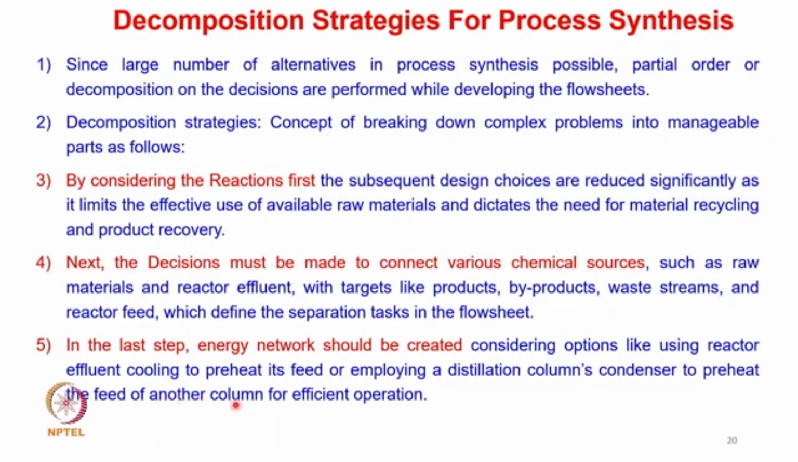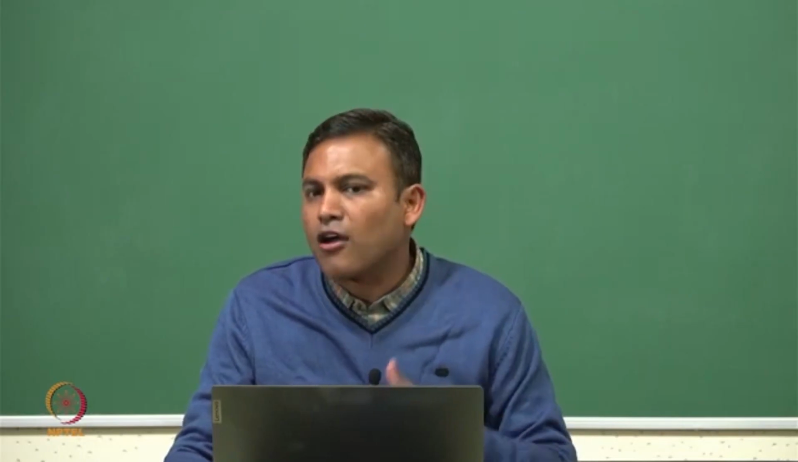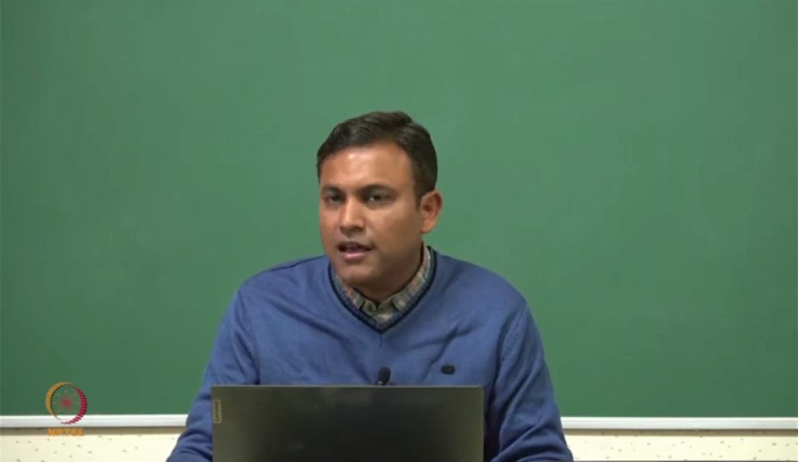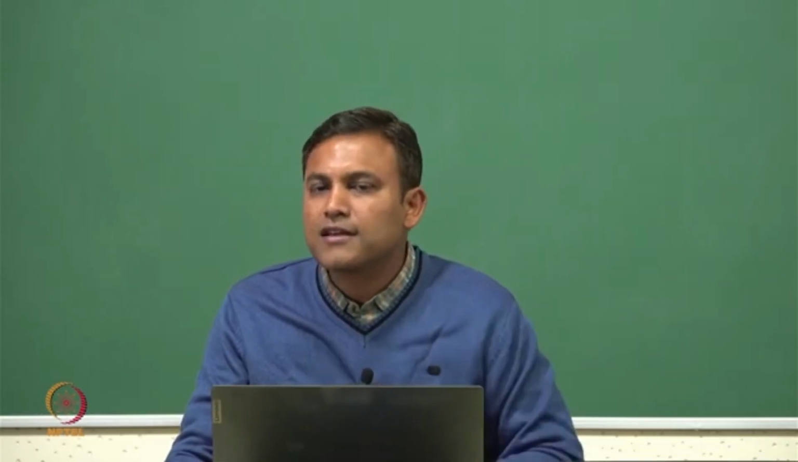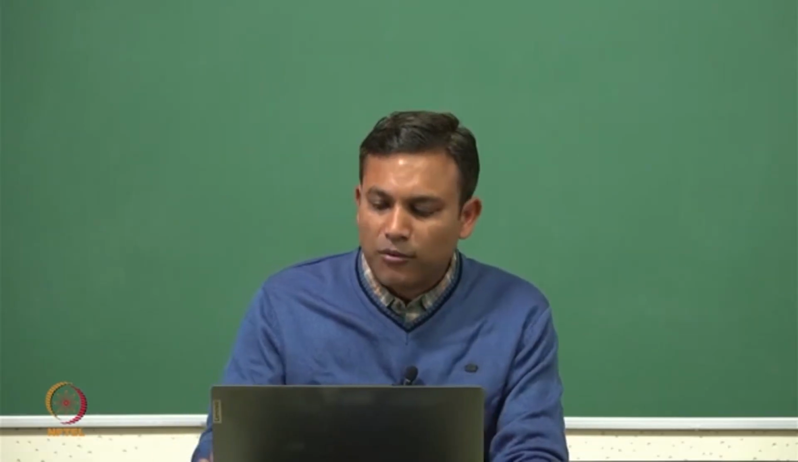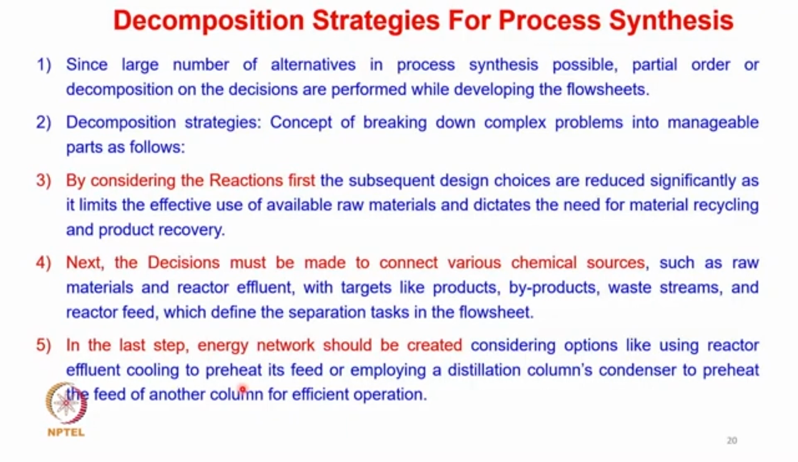So what we are saying here is, very often in the last step, whatever the effluent coming from the reactor, if it is at a hot condition, this hot effluent can be used for preheating the feed. That can improve the energy efficiency. Another option which is used regularly is, when we are using the condenser in the distillation column, this condenser can be used for preheating the feed for the next distillation column. So both these options can increase the energy efficiency of the process. So these three steps are performed for decomposition of the process synthesis.